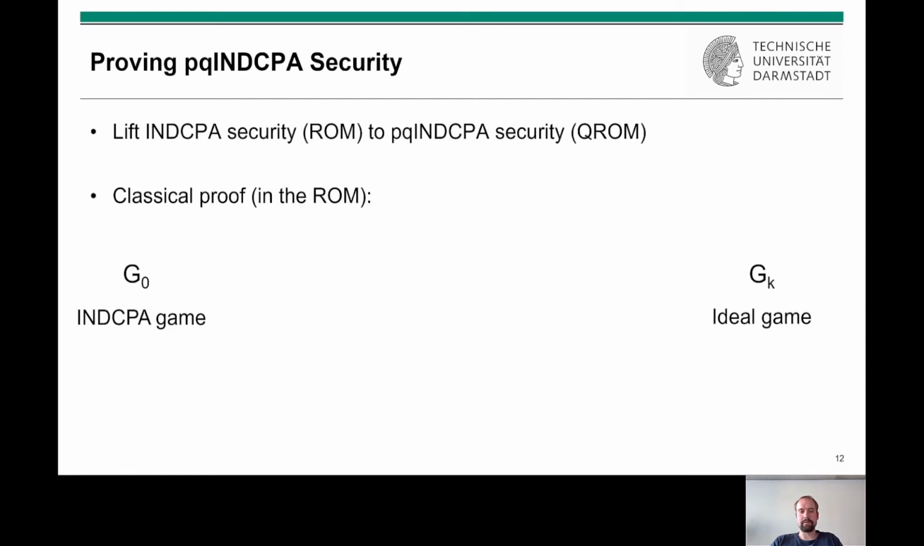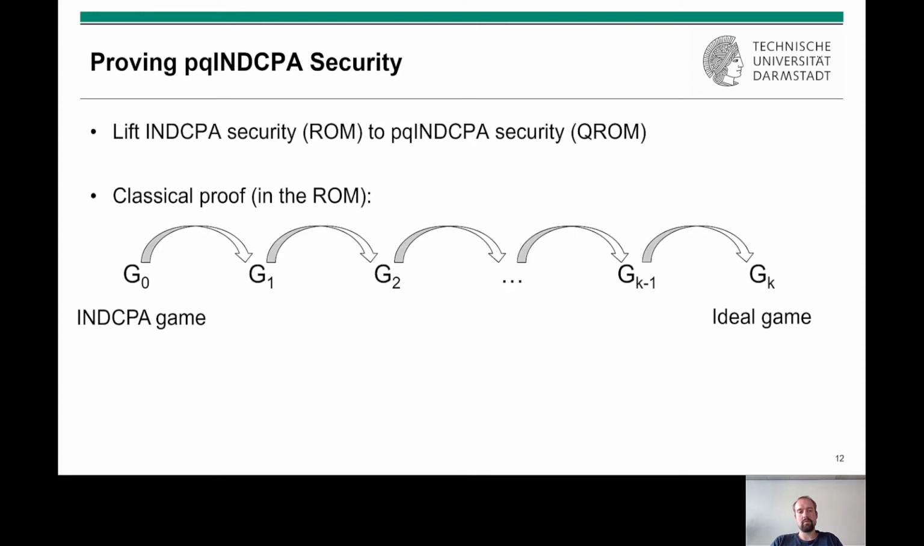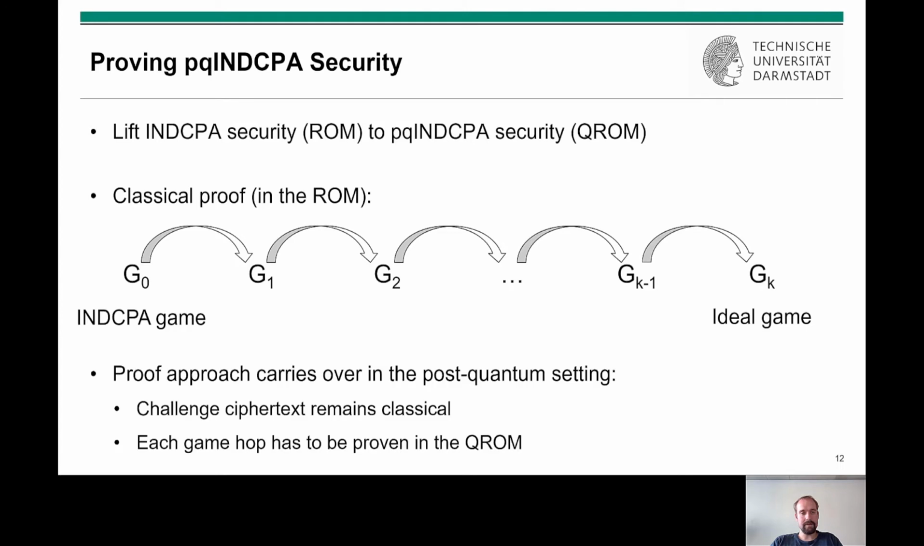To make the proof easier and feasible, there are several more games in between, G1 to GK-1, such that the difference between each pair of consecutive games is small. Now, to bound the overall advantage of an adversary in distinguishing this game G0 from GK, one can bound each of these game hops individually. So we can bound the advantage in distinguishing G0 from G1, G1 from G2, and so on.